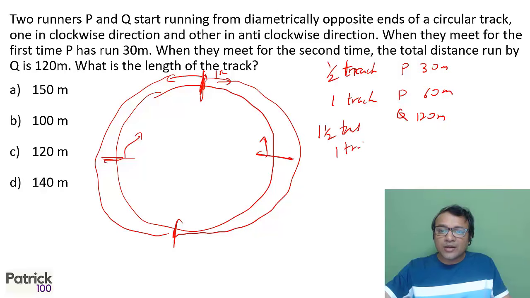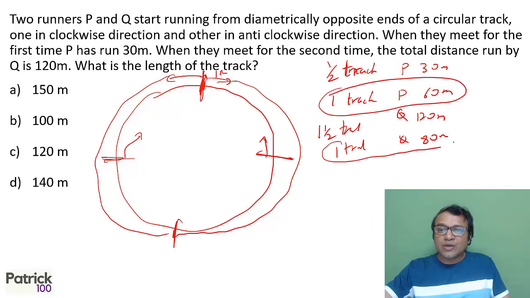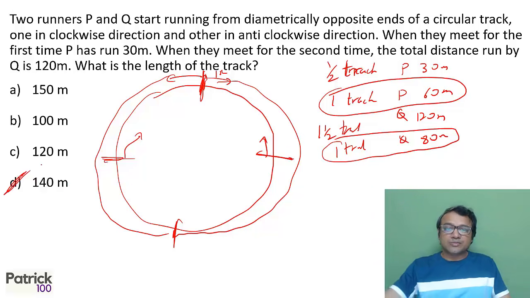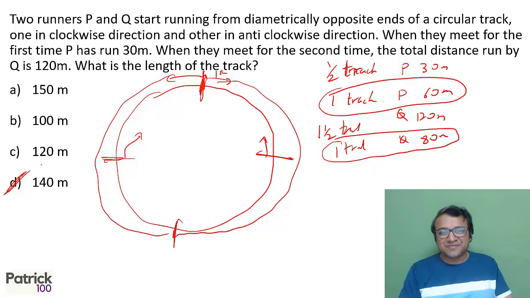So when you say one track, Q will cover 80 meters. So in one track, P covers 60 meters. In one track, Q covers 80 meters. So together, in one track, they'll cover 140 meters, which is D option. Right? Because they're going in opposite directions, the total distance covered by them will be the circumference length of a track. So 140 meters is the answer.